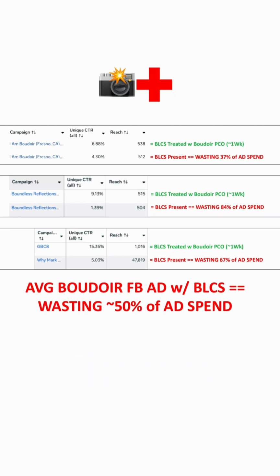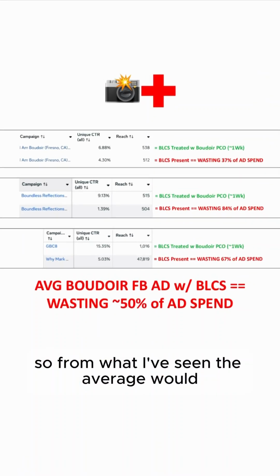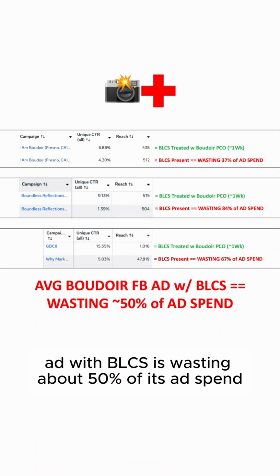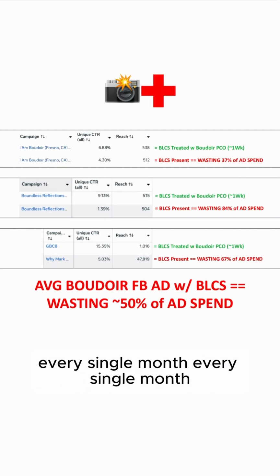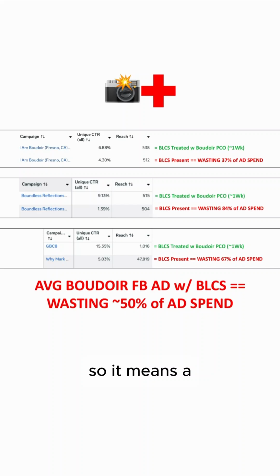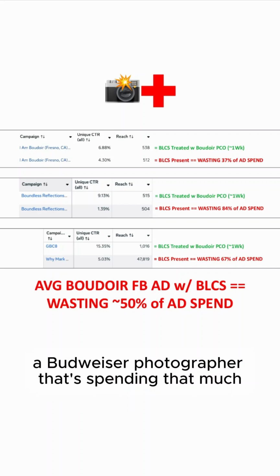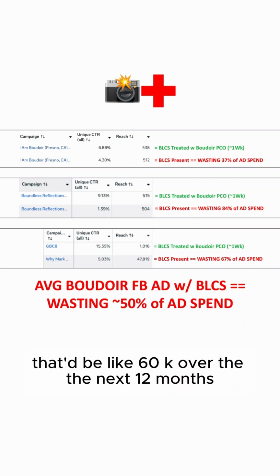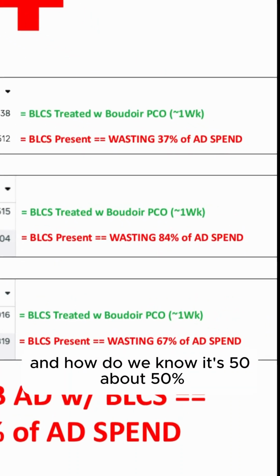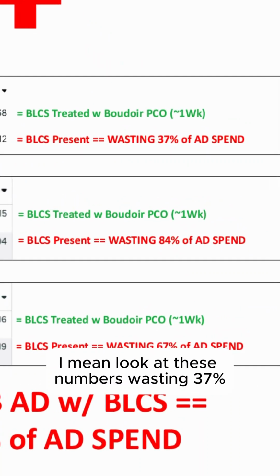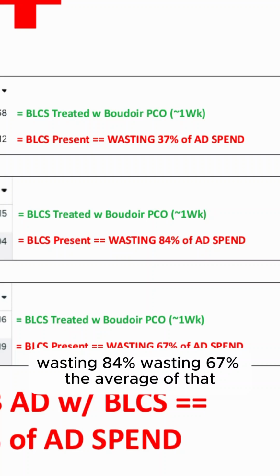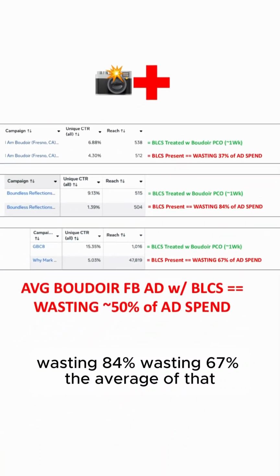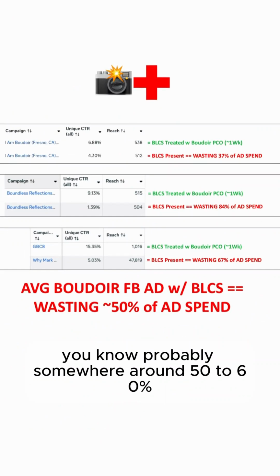in spend. So from what I've seen, the average Boudoir Facebook ad with BLCS is wasting about 50% of its ad spend every single month. So it means a boudoir photographer that's spending that much, 5K is being thrown away on average. That'd be like 60K over the next 12 months. And how do we know it's about 50%? I mean, look at these numbers. Wasting 37%, wasting 84%, wasting 67%. The average of that, probably somewhere around 50 to 60%.